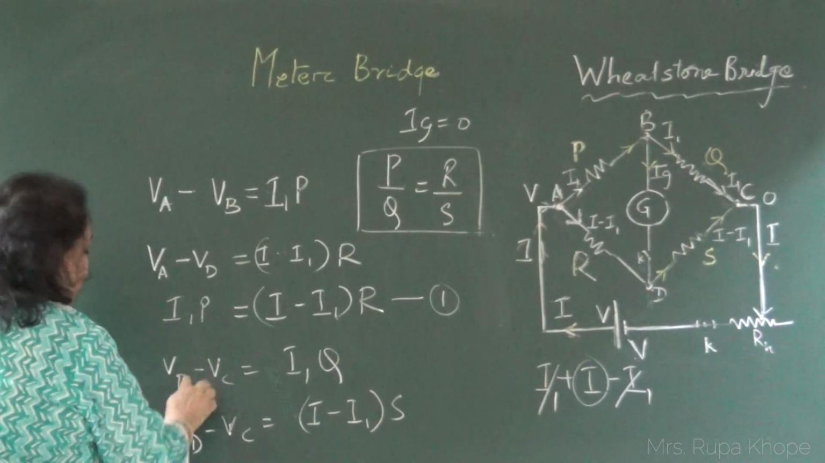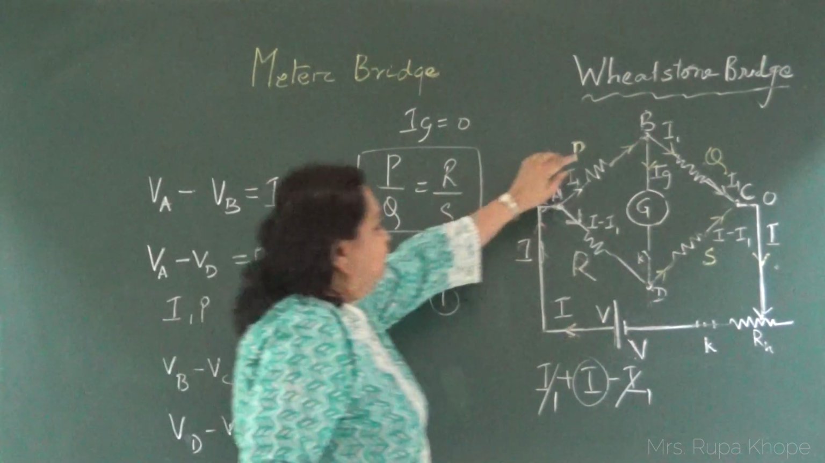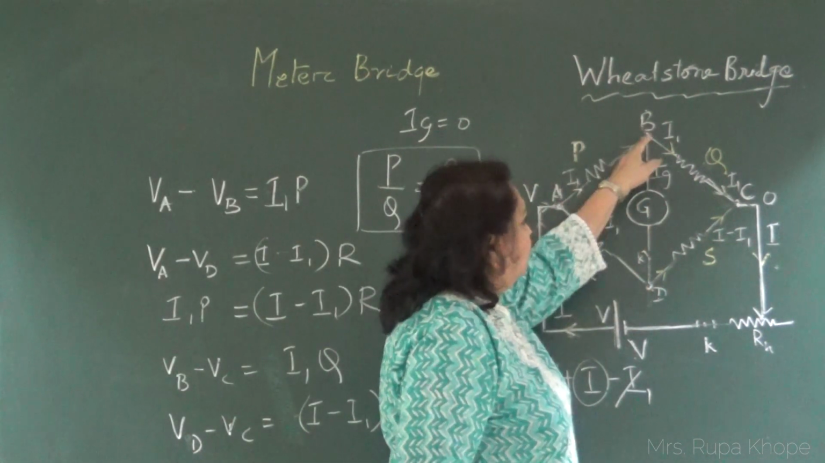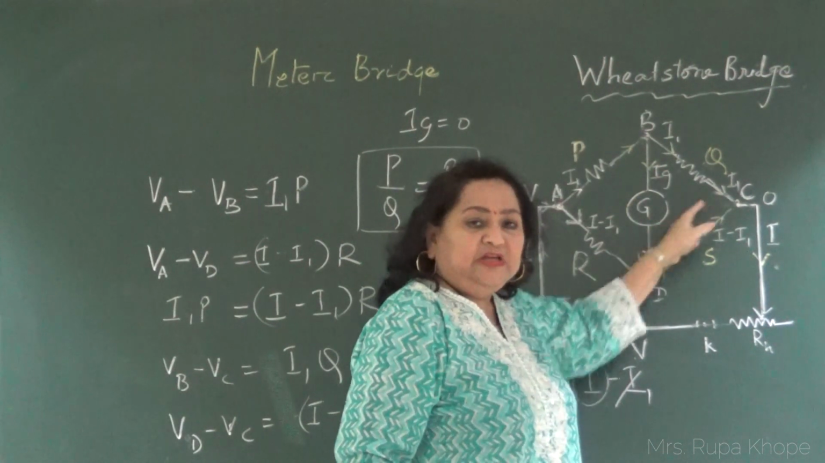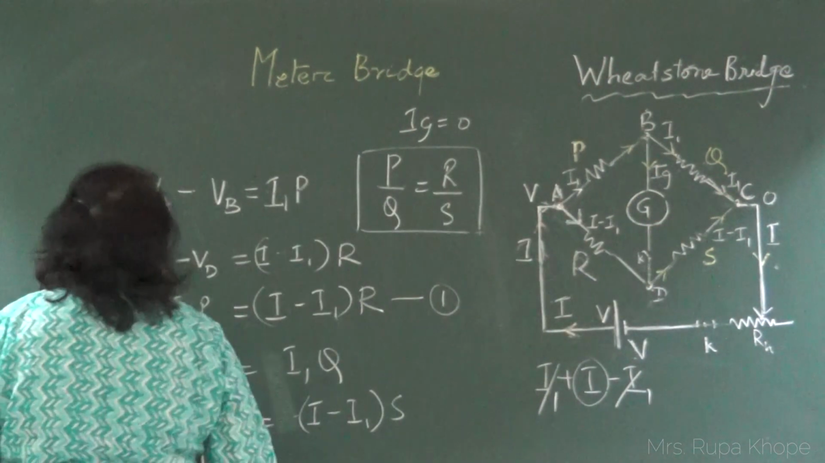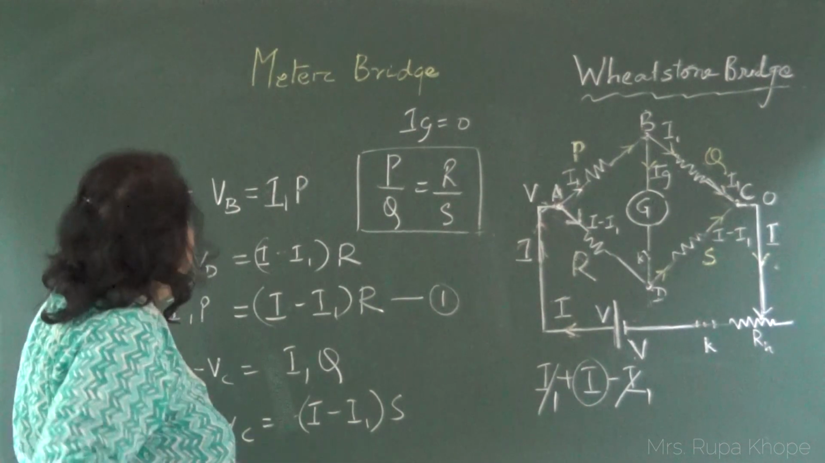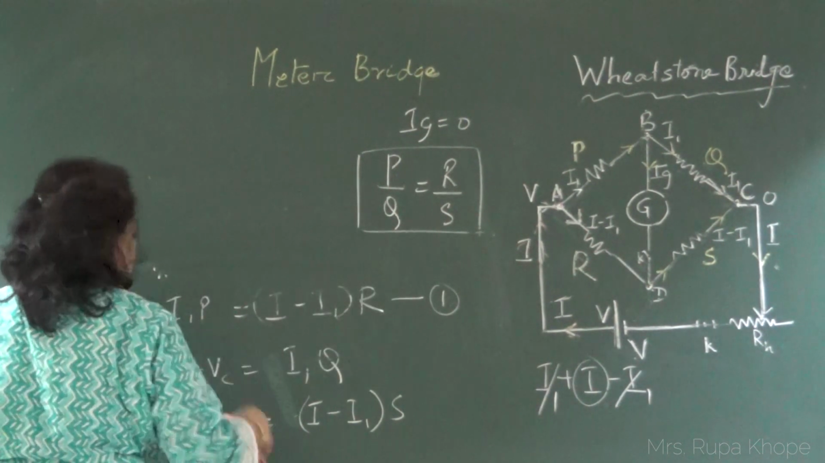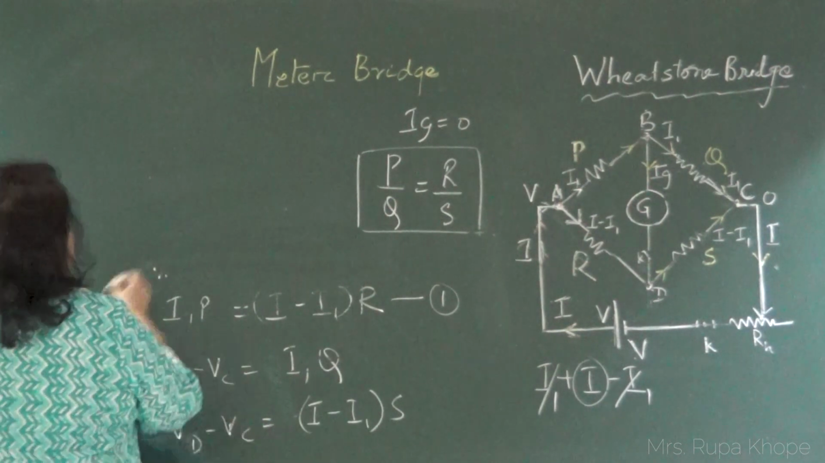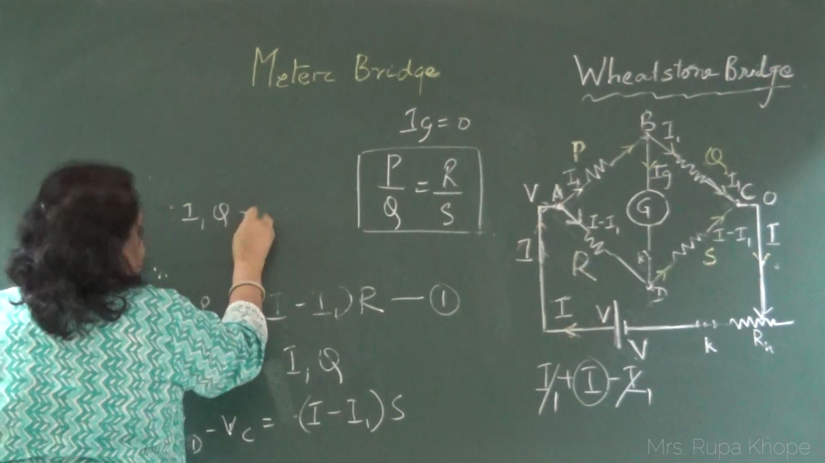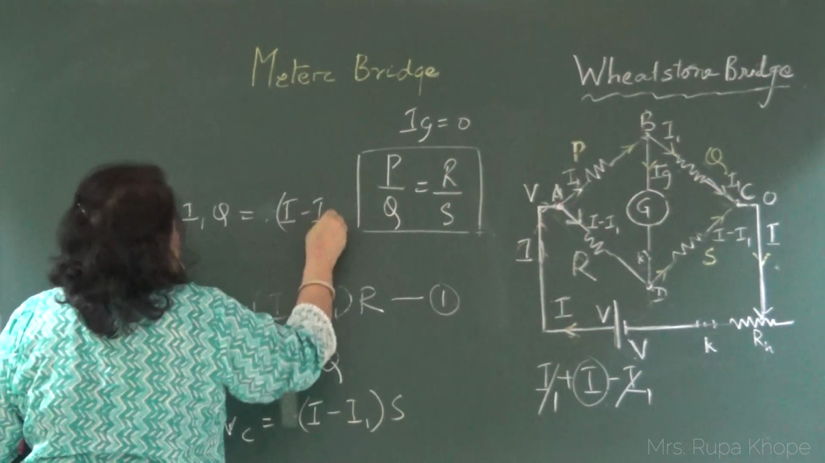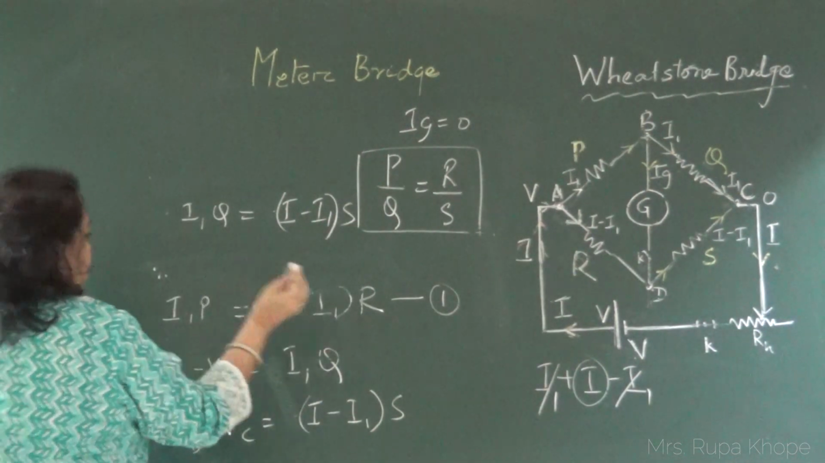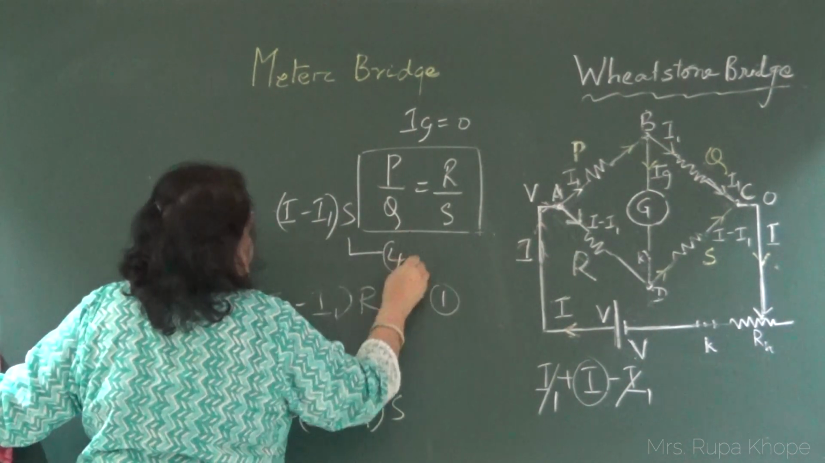Now, both are equal. VB is equal to VD. Therefore, this potential drop is equal to this potential drop. Both are equal. So, what we can do is write I1Q is equal to (I minus I1) into S. So, this is my equation number 2.